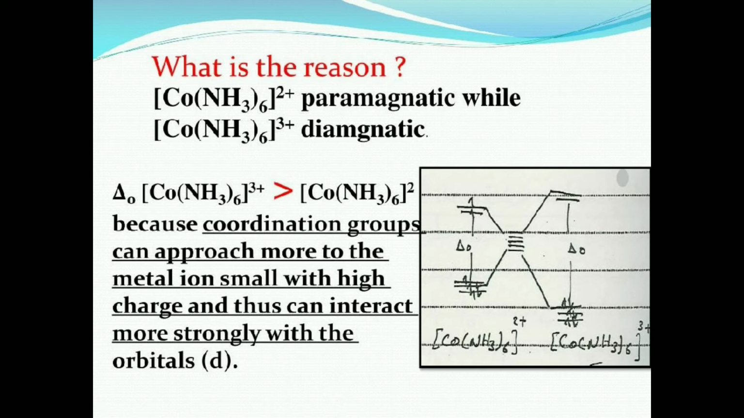And if you see the second complex, that is cobalt NH3 6 3 plus, here the value of delta 0 is larger than the first complex. That is, the difference between the lower energy level and the higher energy level is larger. And also if you look at the pairing of electrons, all electrons are in only the lower energy level, because too much gap is there, so electron excitation is not possible. So all the electrons are paired, that's why it is a diamagnetic structure.